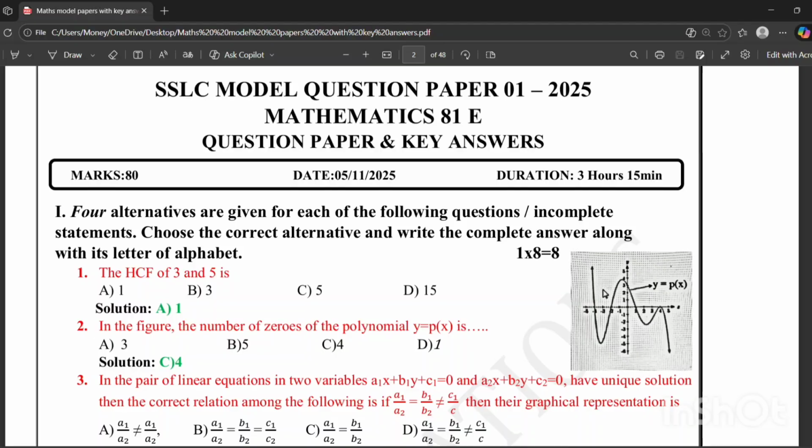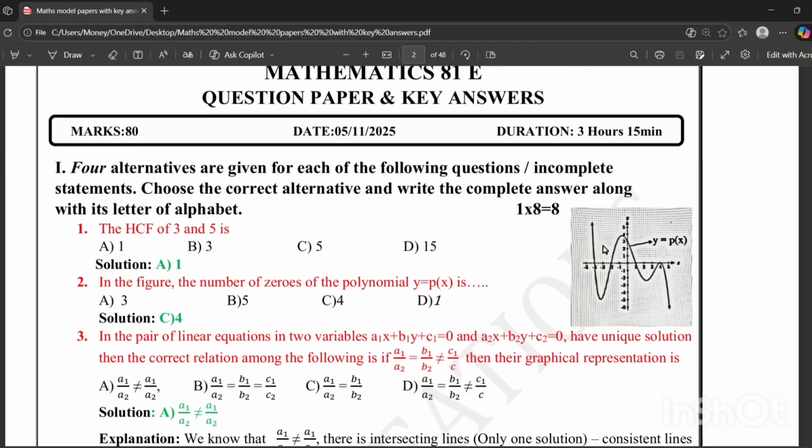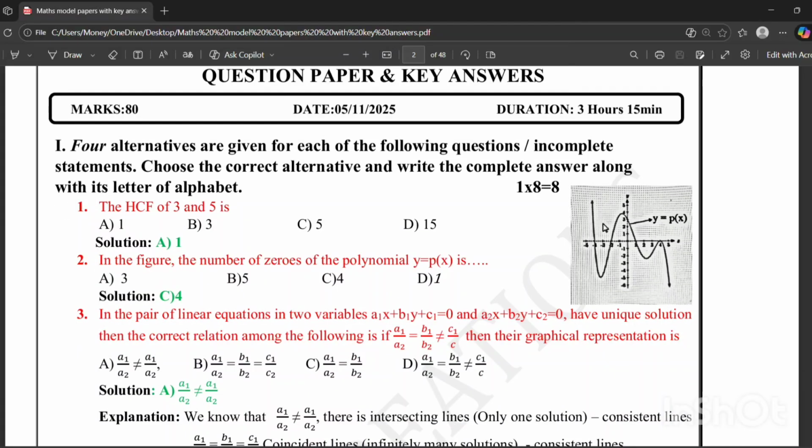So today we are going to discuss SSLC Model Question Paper 1 2025 with the key answers. So let us start our multiple choice questions. There are 8 multiple choice questions in our examination.